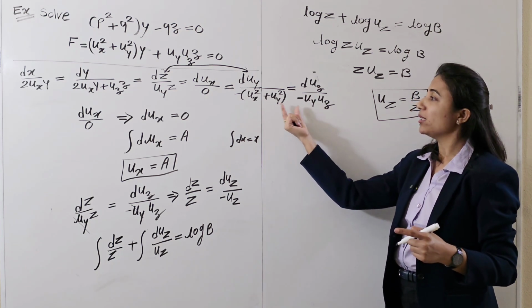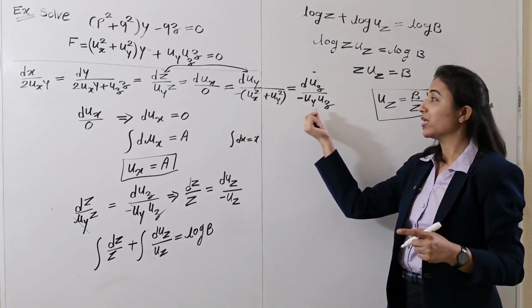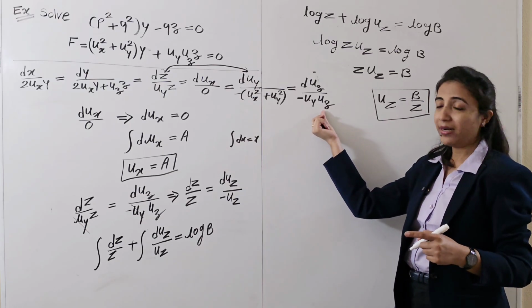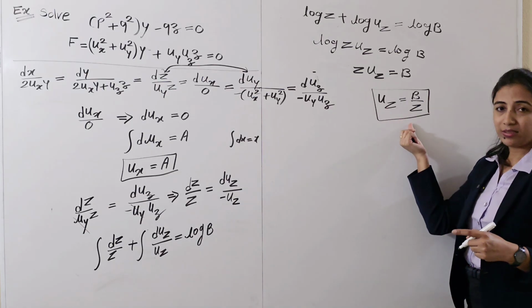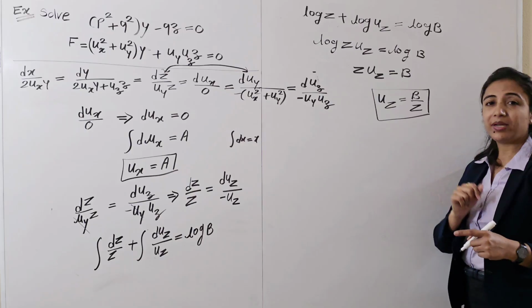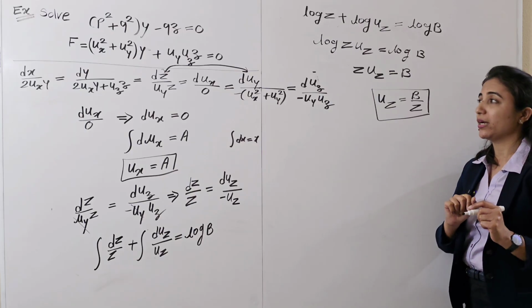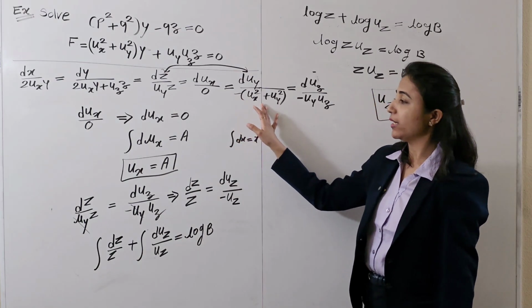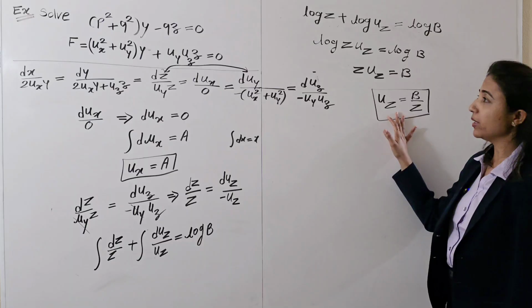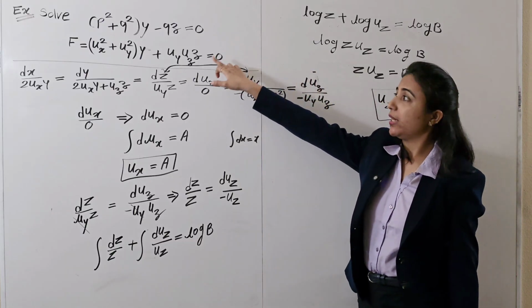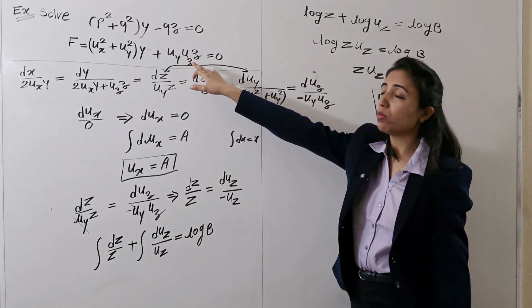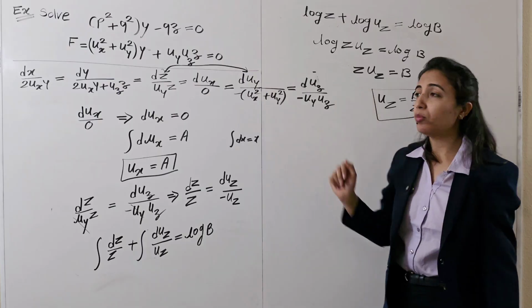But if we solve this one, you will get the answer in the form of uz, and in uz you have to put this answer. So again it will take time and it will be complicated. So instead of solving this auxiliary equation, you can put this value in our given equation. That means if we put this value in this equation, you will also get the value of uy.